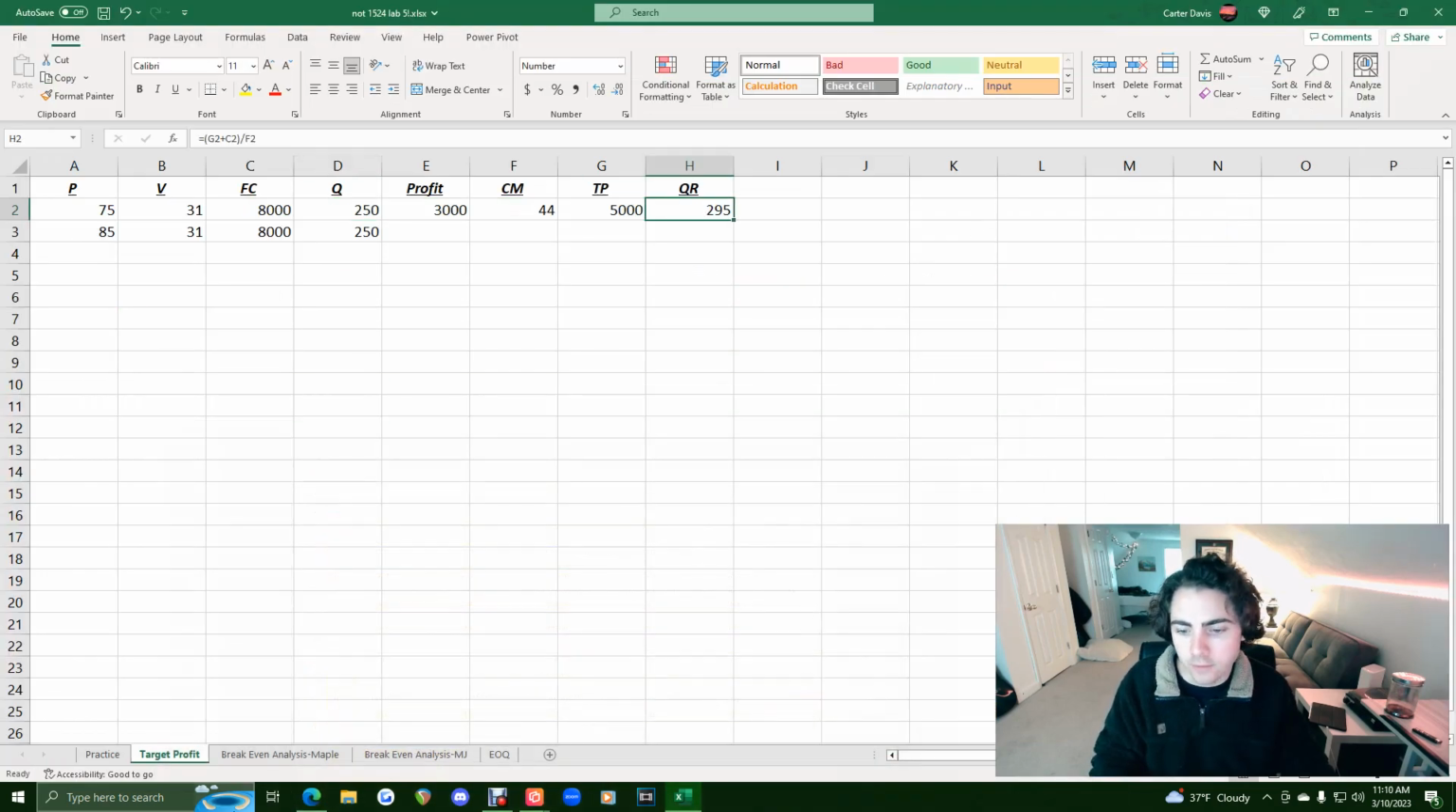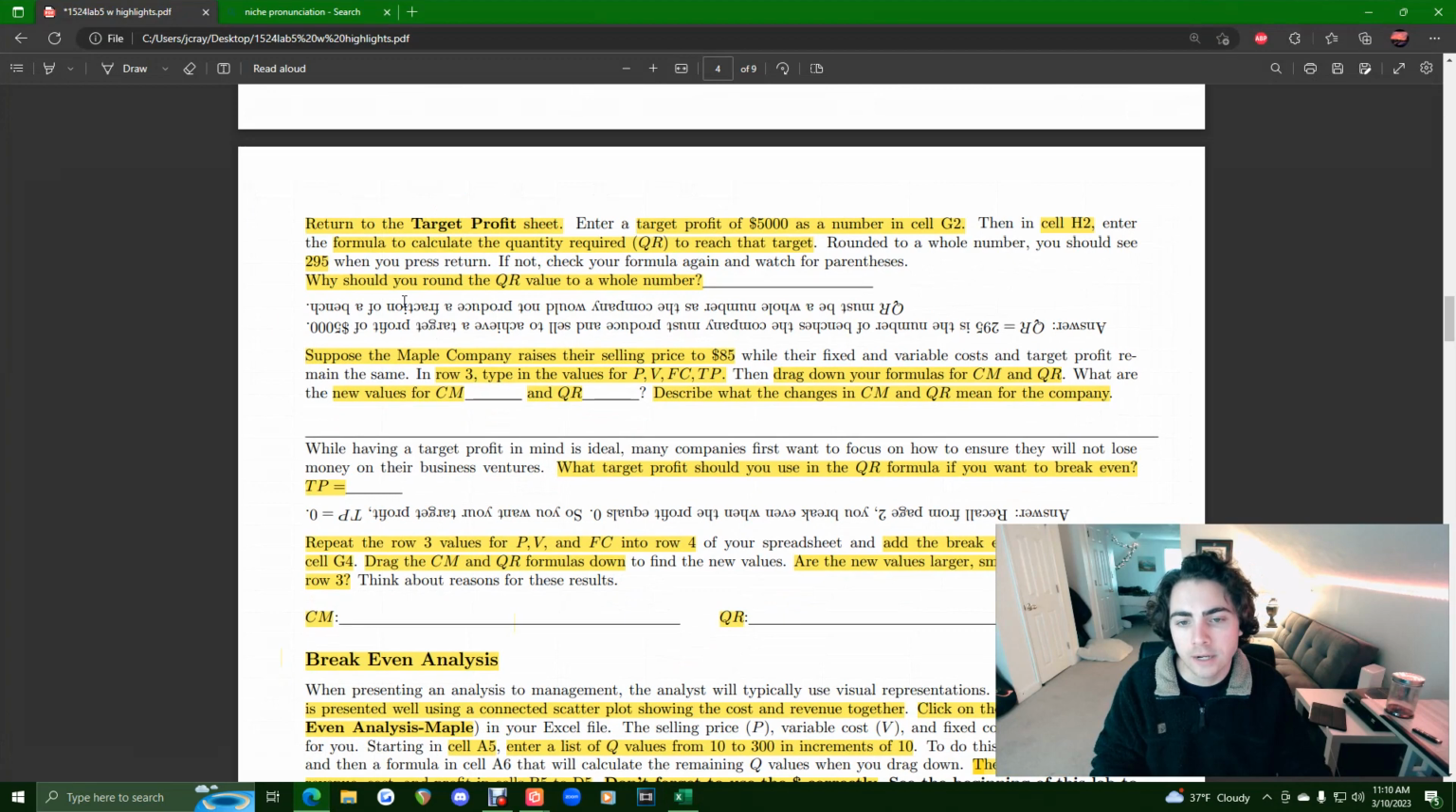We do see 295. Why should you round up the QR value to a whole number? Because QR is representing a quantity, and you can't sell non-whole number values of objects. Okay. Suppose the Maple Company raised their selling price to 85. So drag down all the same values.